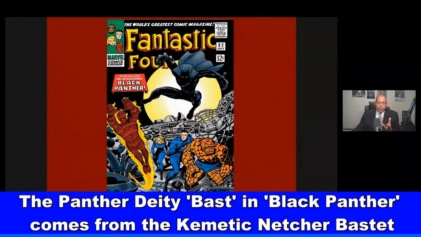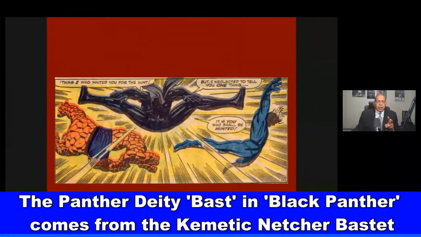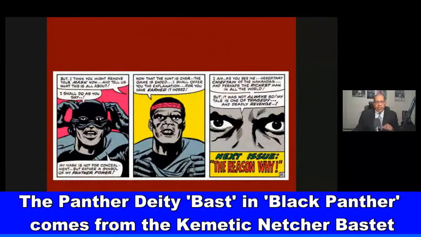So we know the character of Black Panther, T'Challa, was introduced in Fantastic Four issue 52, July of 1966. And it was a 2-part series. And in this comic book, in the first part of the story, T'Challa defeats the Fantastic Four in their own comic book. Okay. And this was the first time we saw like an African superhero like this, or a black superhero like this. And he talks about, at the end of issue 52, as you see, hereditary chieftain of the Wakandans, and perhaps the richest man in all the world.